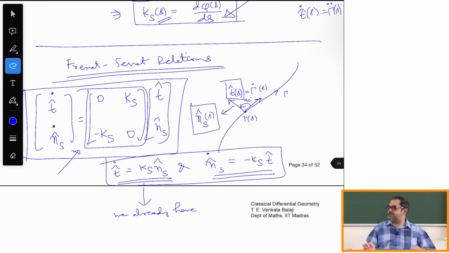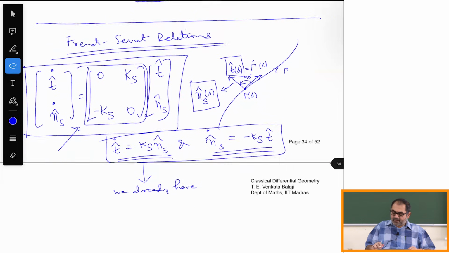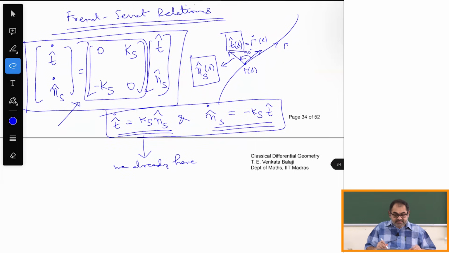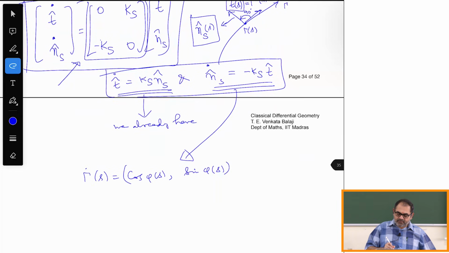What we need to show is this. And where did that come from? For the second Frenet-Serret equation, again you use the important feature of the turning angle. So this comes from the turning angle. That's again the power of the turning angle. So you know that phi of s is the turning angle. So gamma dot s is cos phi of s comma sine of phi of s. Now calculate gamma double dot of s.